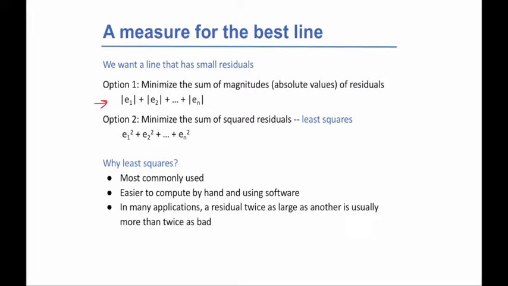Instead, we use the sum of the squared residuals, and we want to minimize that because we want the line that best fits all of that data. So that has the smallest residuals, or the smallest sum of squared residuals. This is most commonly used. It's easiest to compute by hand and using software.